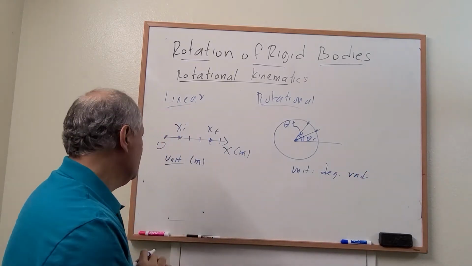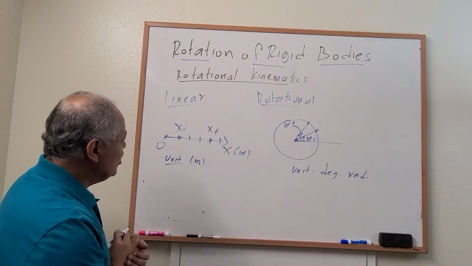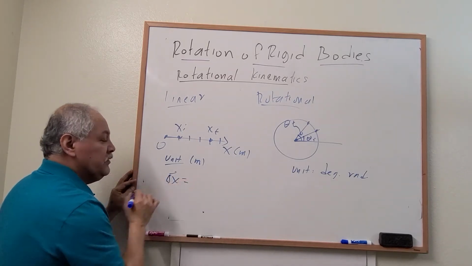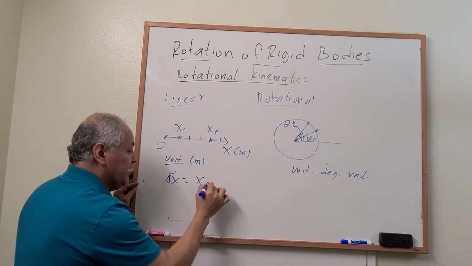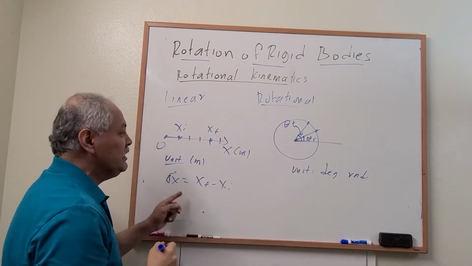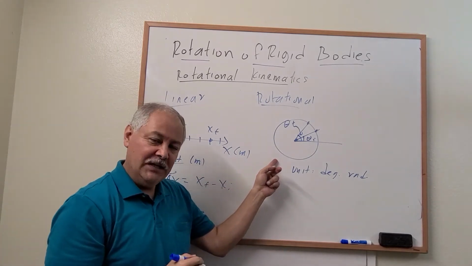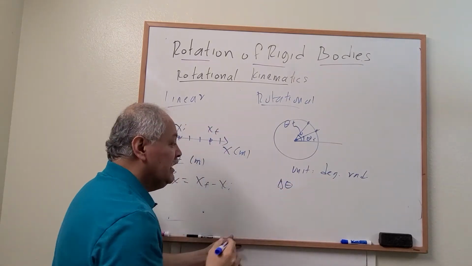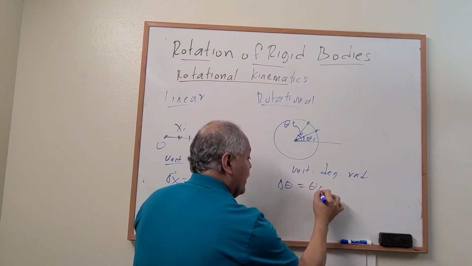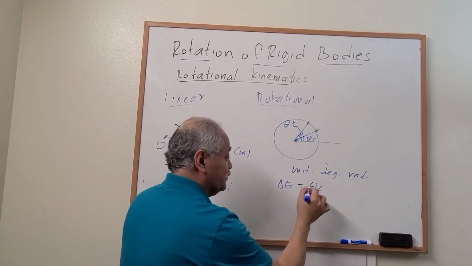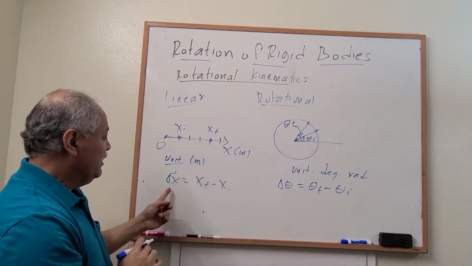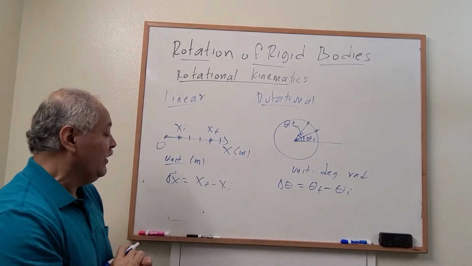Those are the units. Now, let's go for the displacement. How do we define displacement in the x direction? It is equal to final position minus initial position. Let's do the same thing in the rotational case. The angular displacement is defined as final angle minus initial angle, similarly to this one. Perfect.